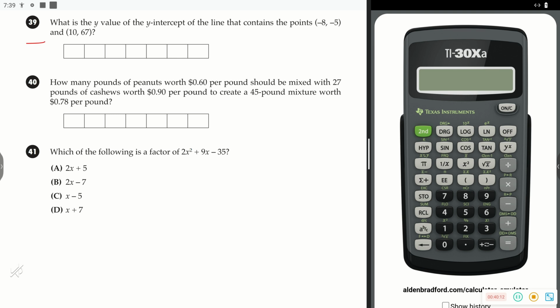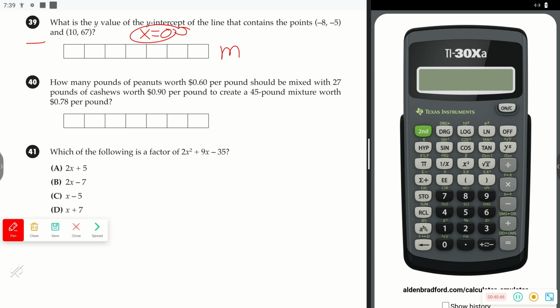We don't have much room to show our work, so I'll solve the slope here, and then I'll solve the rest of it down here. So it says, what is the y value of the y-intercept of a line that contains these points? So first, we're going to have to determine the slope, and then we're going to have to write it in point-slope form, and then we're going to plug in x equals 0 whenever you're solving for the y-intercept. So once we have the equation in point-slope form, we're going to plug a 0 in for x and solve for y, and that's going to be our answer.